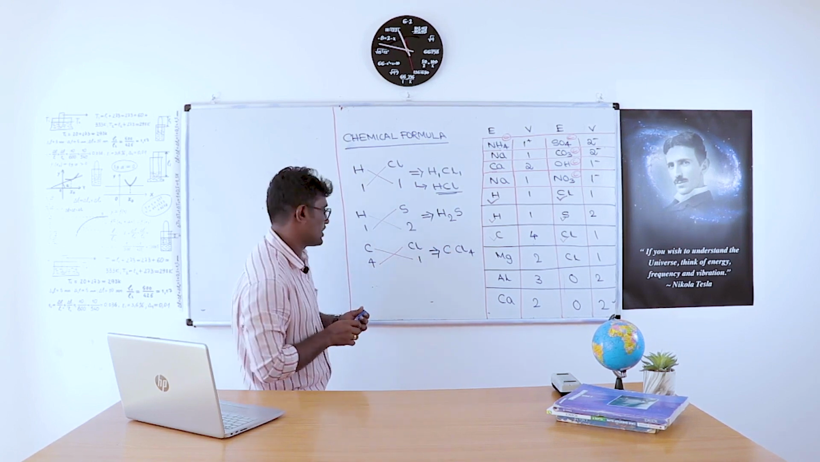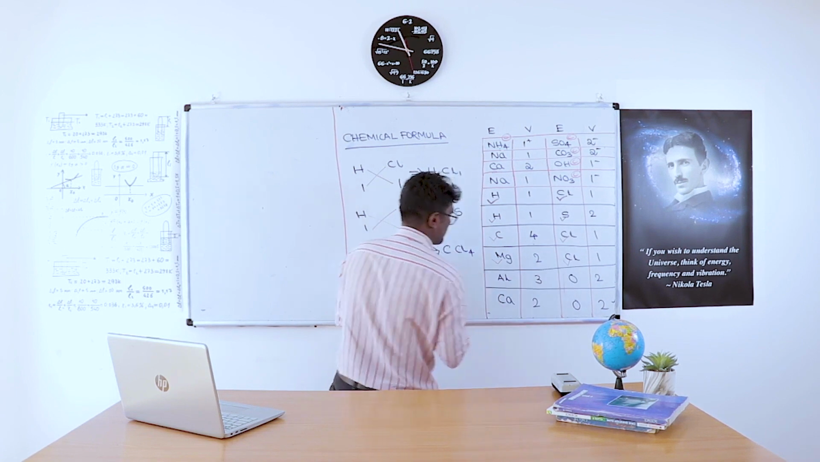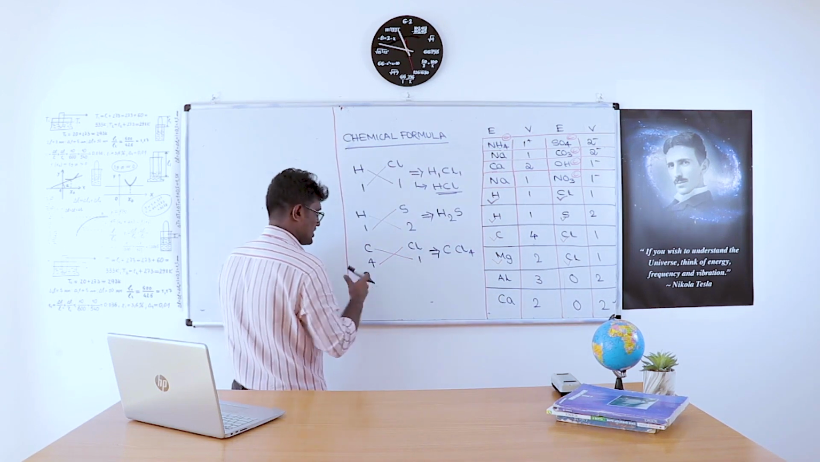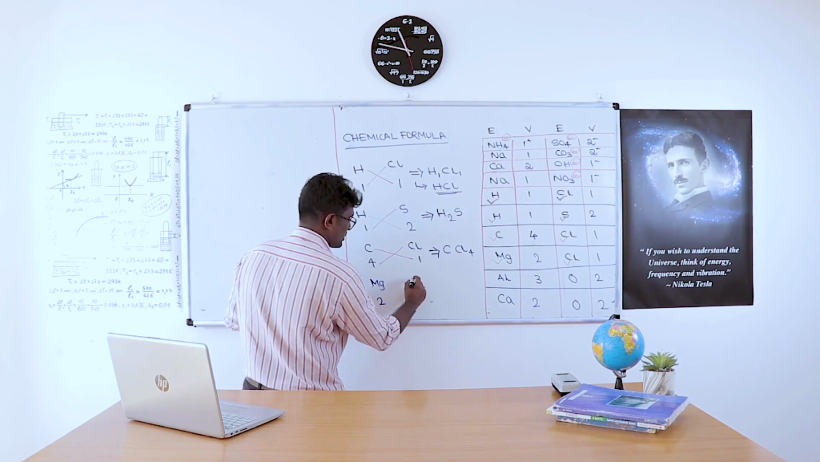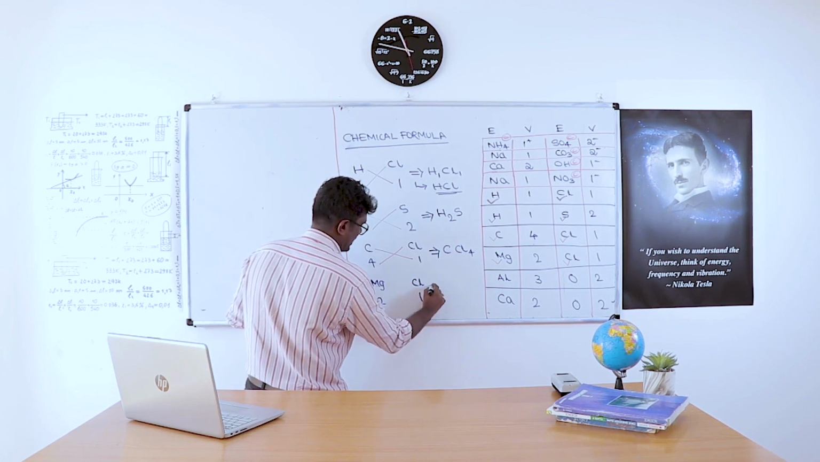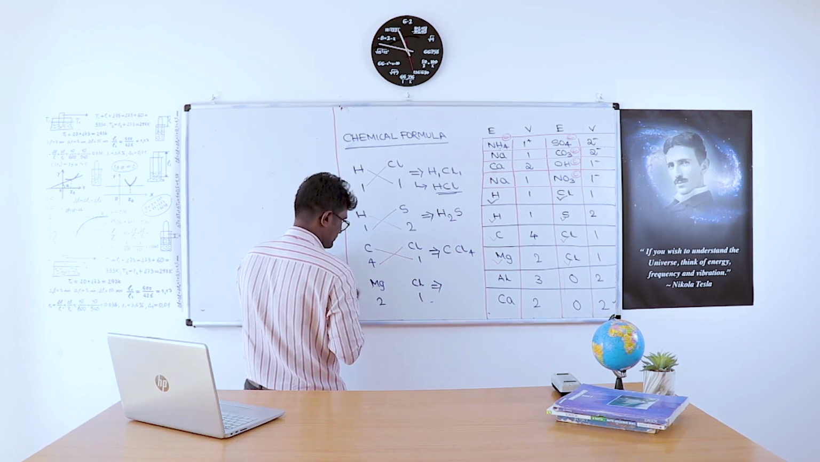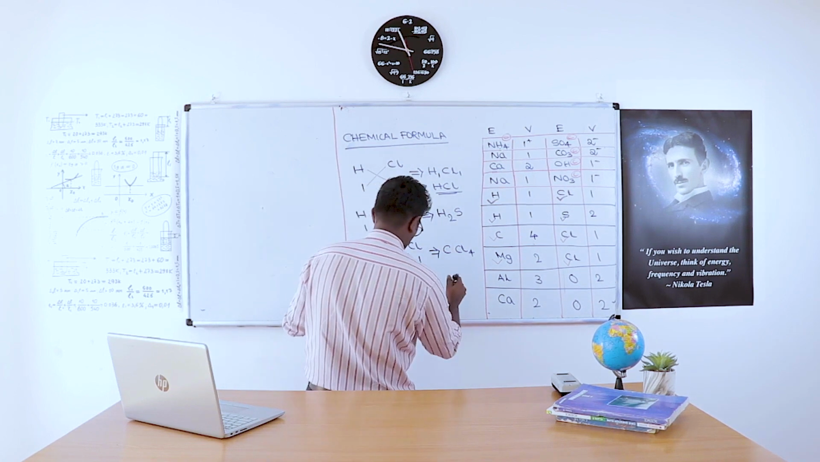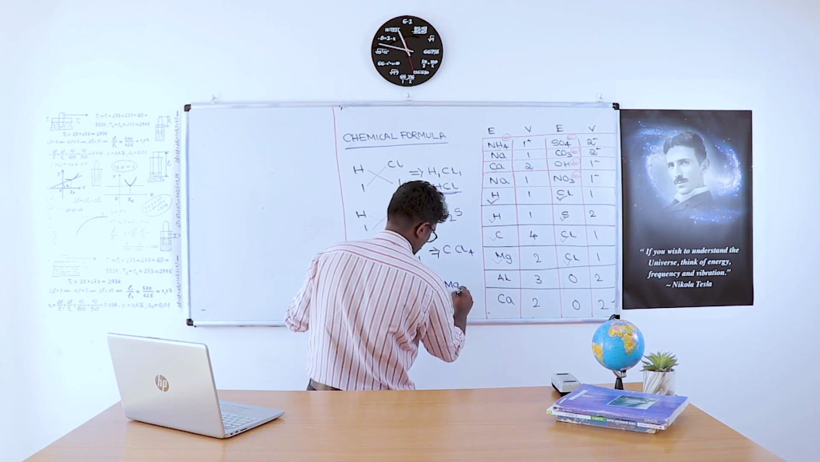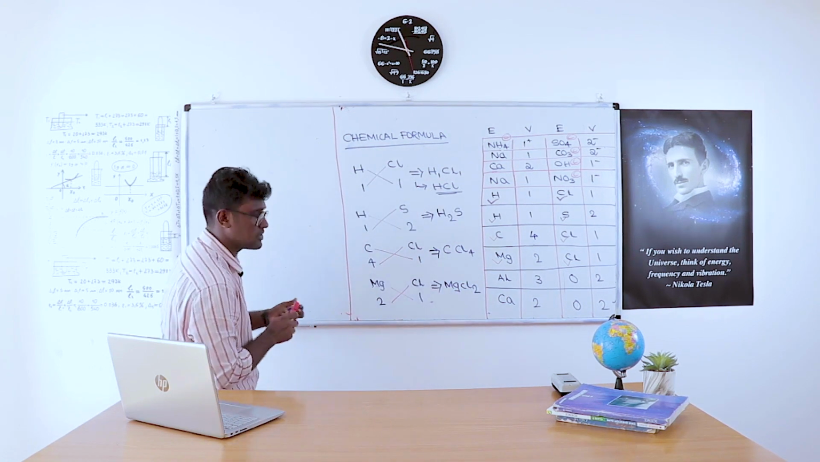Next one is magnesium and chlorine. Magnesium, the valency is 2; chlorine, the valency is 1. Interchanging the valencies, we get MgCl2, magnesium chloride.